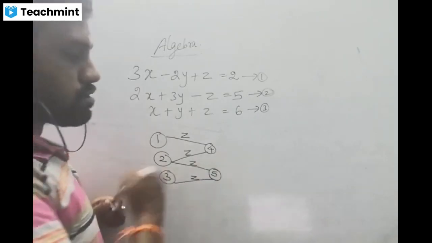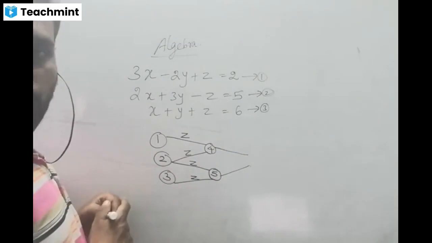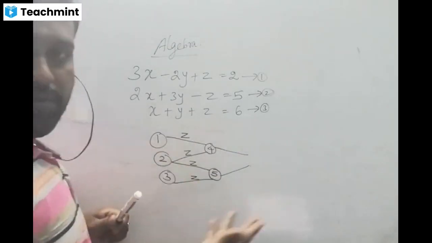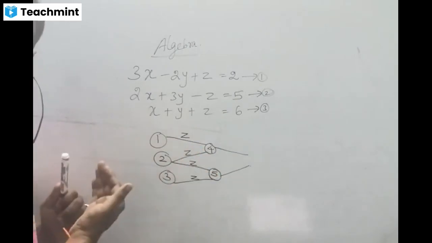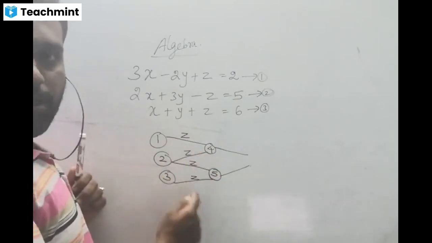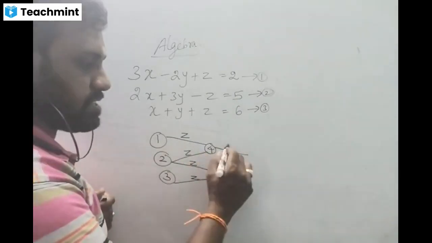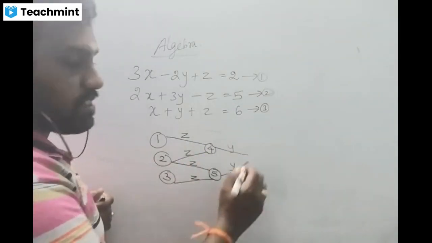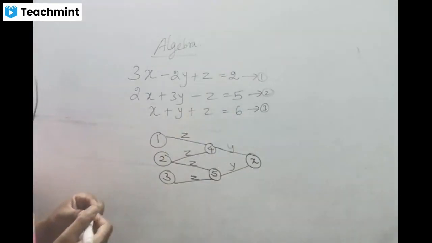Again, we have to solve equations 4 and 5 to eliminate another variable. We have only x and y here because z is already eliminated. Whichever variable you want, suppose I want to eliminate y, then I can get the value of x at the end.